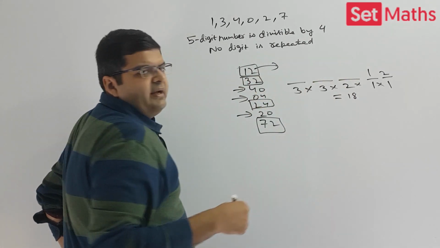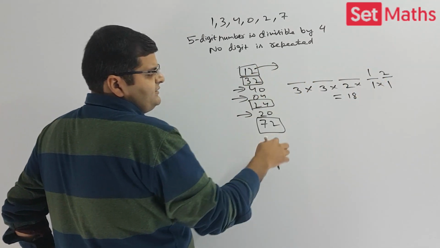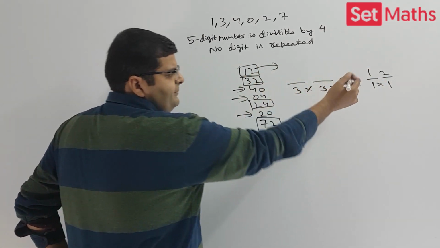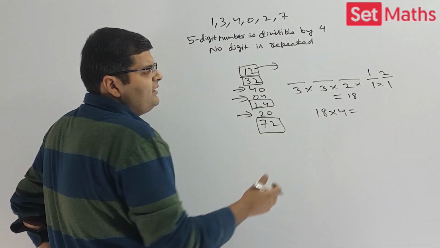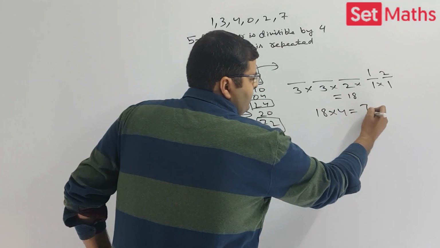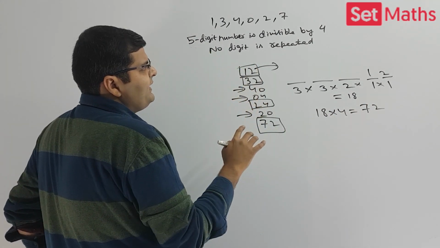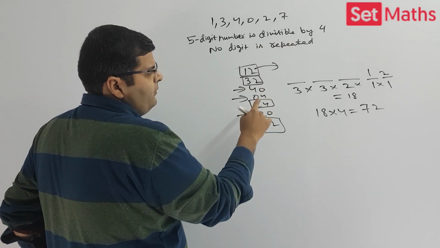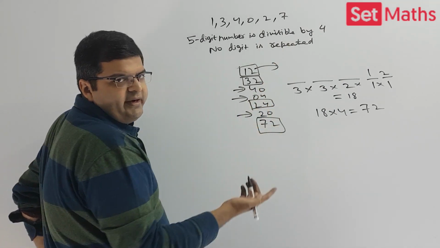For each of these endings, 18 5-digit numbers are possible. So in all, there will be 18 into 4, that is 72. So there are 72 5-digit numbers that can be formed which are divisible by 4, but we still have to count the numbers which have 0 in it.